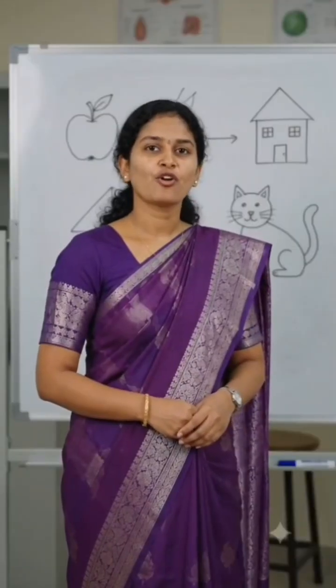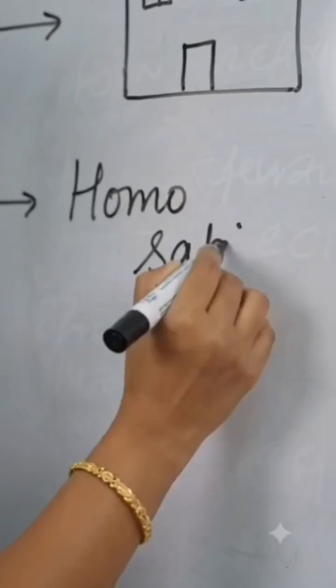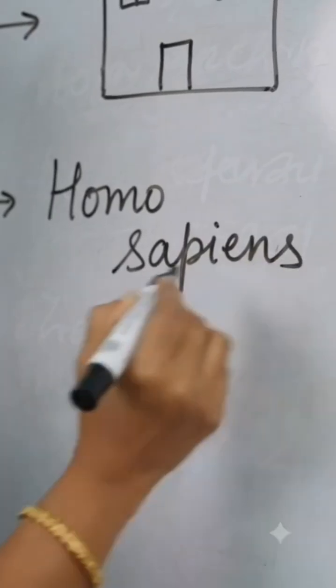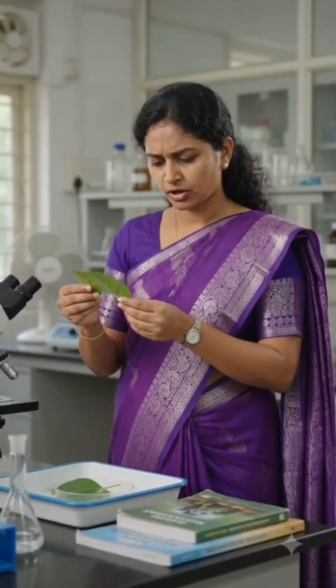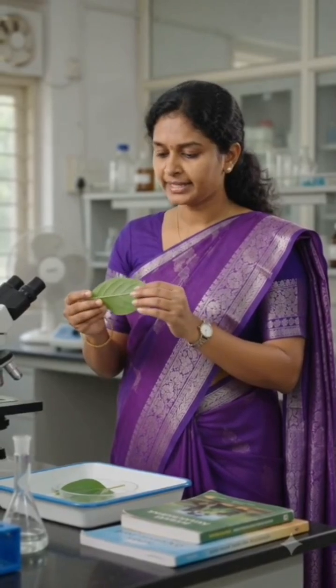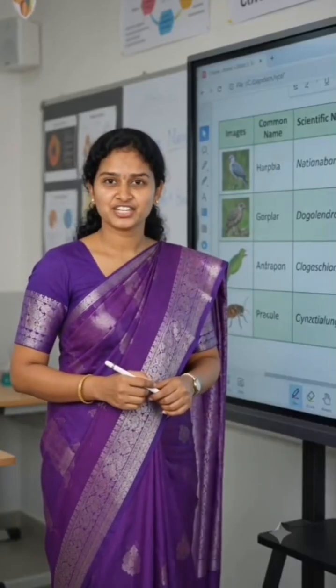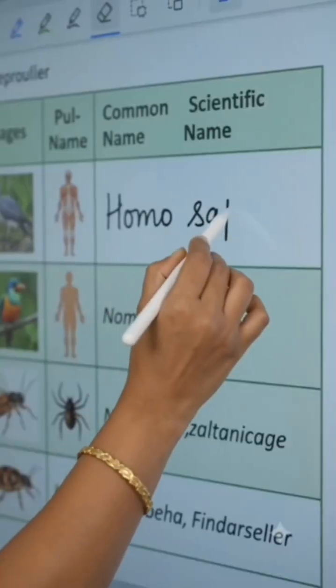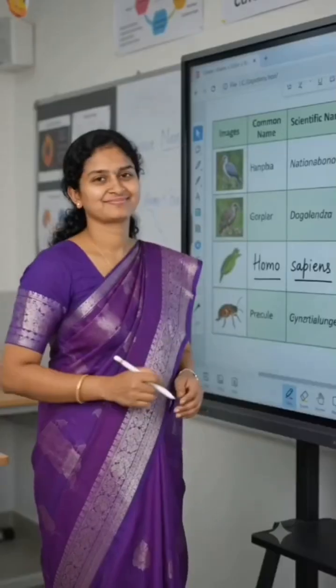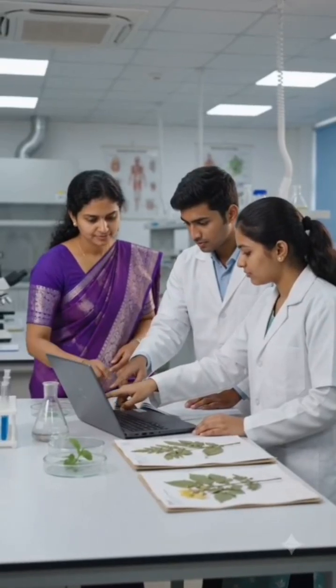The process of assigning scientific names to organisms is called nomenclature. Before naming an organism, it must first be identified correctly. This process is called identification. After identification, scientists give a scientific name to the organism. Scientists who study classification are taxonomists.